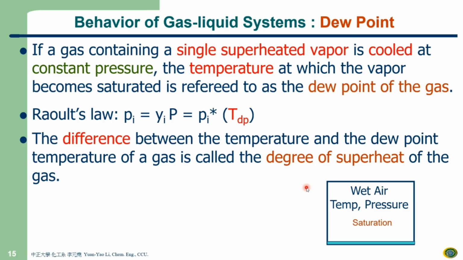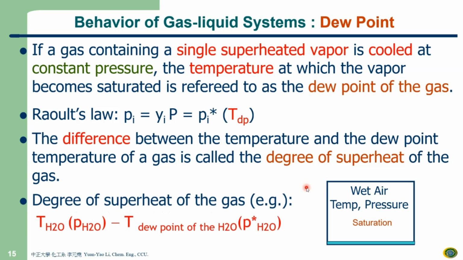We are going to have an example. Okay, so we will practice this. So the temperature at the superheated situation minus the temperature at the dew point is called the degree of superheat of the gas.